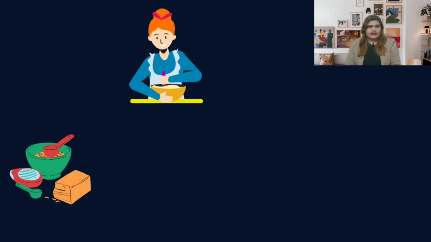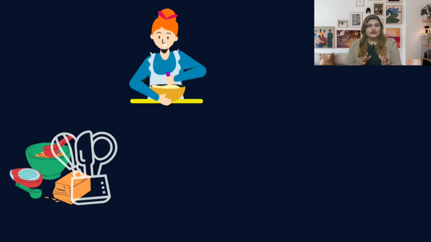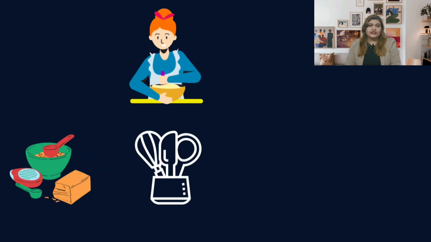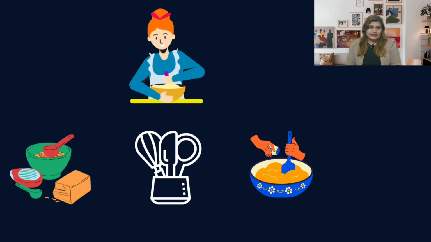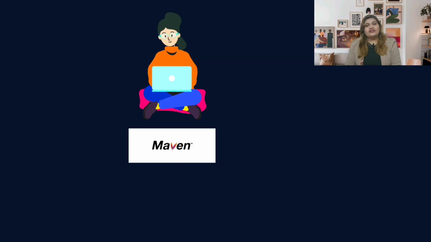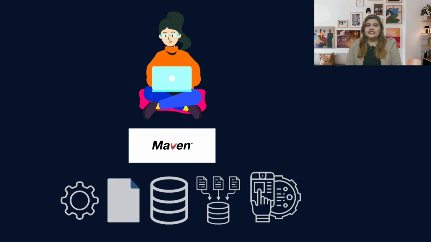Now, what exactly is Maven? Imagine you're baking a cake. To bake it perfectly, you need a few things: the right ingredients like flour, sugar, eggs, the right tools, a mixing bowl and oven, and a recipe to follow step by step. In the coding world, Maven is like your smart kitchen assistant that helps you gather all the ingredients, tools, and instructions you need to bake your software cake.